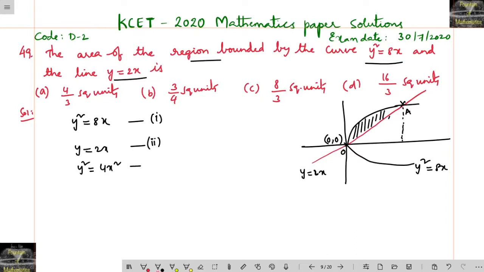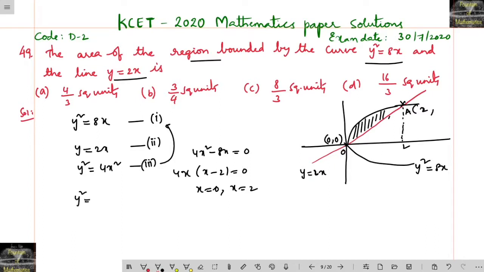So using this third equation and first equation, we'll get 4x² − 8x = 0. If I take 4x common, then x − 2 = 0, so we can say x = 0 or x = 2. So we got the point, at least we got the x coordinate, 2. By taking x = 2, y² = 16, so y = ±4.